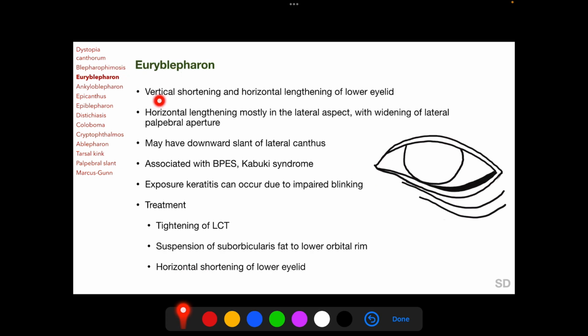In Euryblepharon, there is a vertical shortening and horizontal lengthening of the lower eyelid, and the horizontal lengthening is mostly in the lateral aspect of the lower eyelid with widening of the lateral palpebral aperture. Patients with Euryblepharon may have a downward slant of the lateral canthus, and Euryblepharon is associated with blepharophimosis and Kabuki syndrome. Exposure keratitis can occur due to impaired blinking, and treatment of Euryblepharon includes tightening of the lateral canthal tendon, attachment of the suborbicularis fat to the lower orbital rim, and horizontal shortening of the lower eyelid.